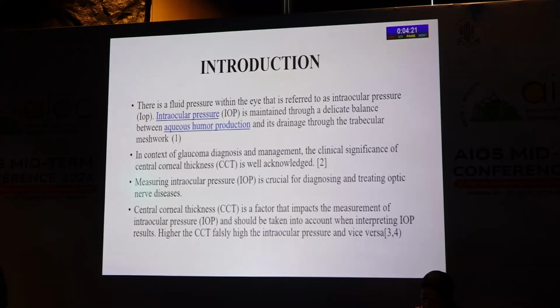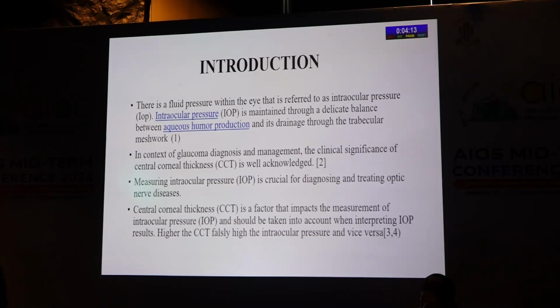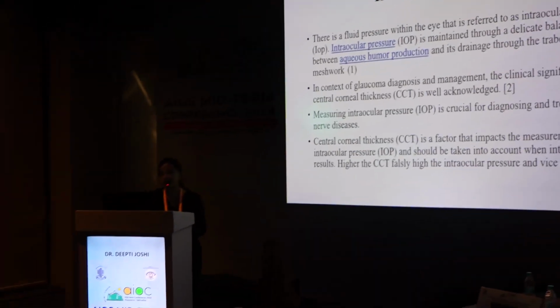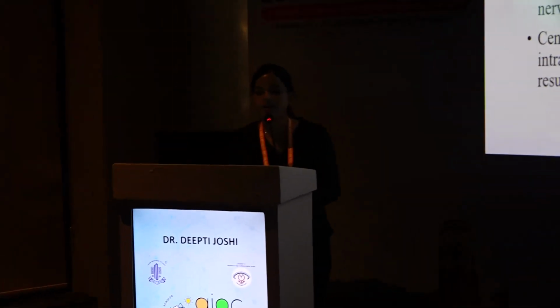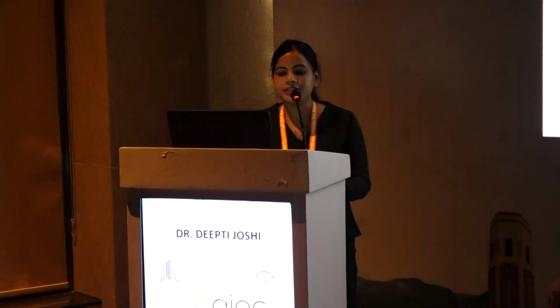Coming to the introduction, there is a fluid pressure inside the eye which is known as intraocular pressure. Intraocular pressure is maintained through the delicate balance between aqueous humor production and its drainage through the trabecular meshwork. In the context of glaucoma diagnosis and management, the clinical significance of central corneal thickness is well acknowledged. Measuring the intraocular pressure is crucial for diagnosing and treating optic nerve disease.